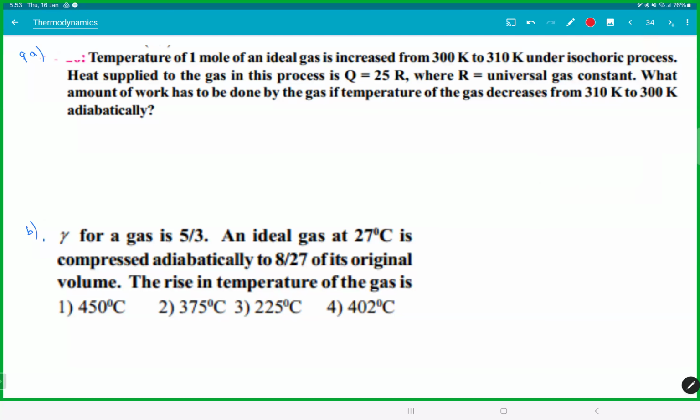Now, in the first process, the gas temperature is going up. In an isochoric process, dW is 0. So dQ was dU, which is nCv dT, and he's saying this is 25 R. So n is 1 mole, Cv I don't know, dT is 10, and it equals 25 R. Perfect.